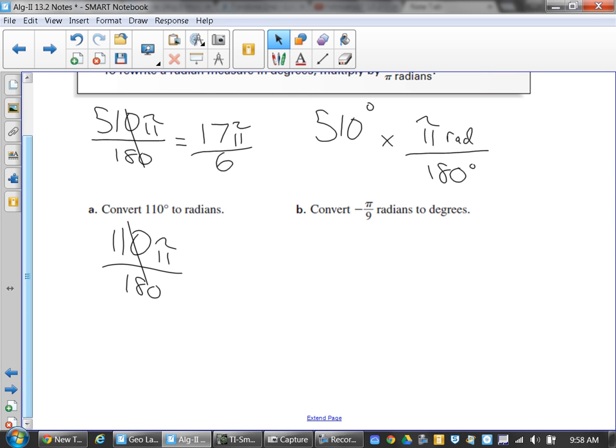Now here's the deal. If you're really worried that you don't know how to simplify a fraction, you could type in 110 over 180, hit math, enter, enter, and it'll tell you what the simplified fraction is. Slap a pi next to it then. Your calculator will not keep your units in terms of pi with the fractions. I believe the old multi-views that you used last year did.